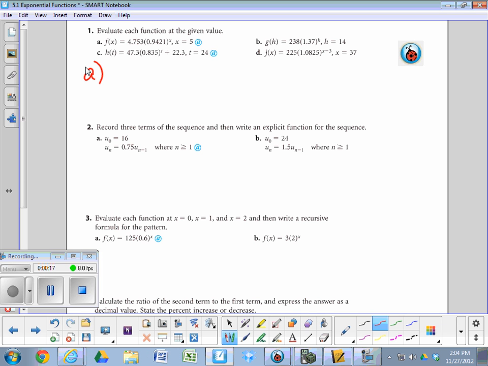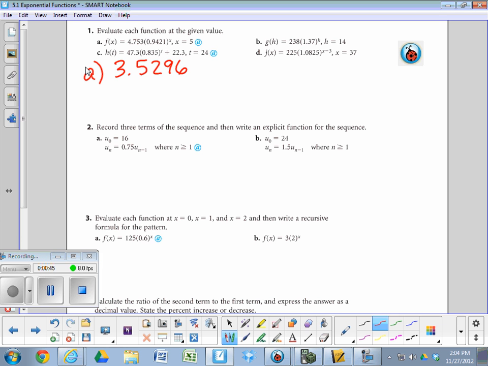4.753 times 0.9421 to the 5th. What do you get? Should you get more or less than the start value? You should get less because it's decaying. What'd you get, Ian? Okay. Let's do 5296. That's fine. Okay? So you're just plugging in the number and you see what you get. I don't think we need to do too many examples on that.